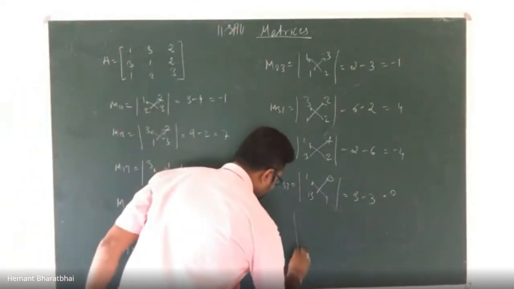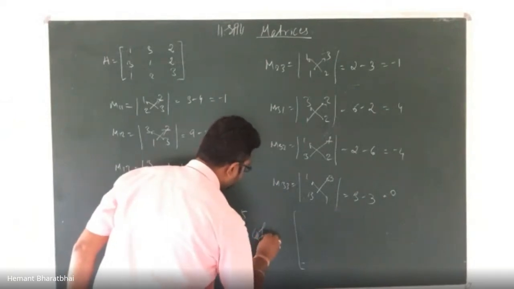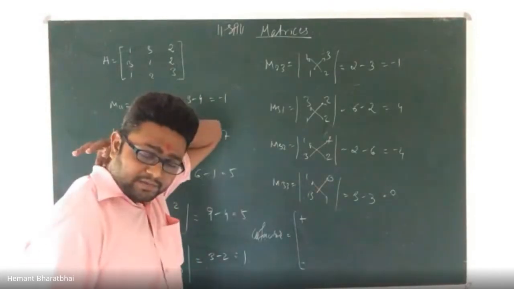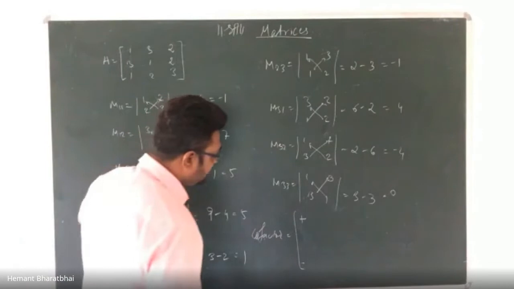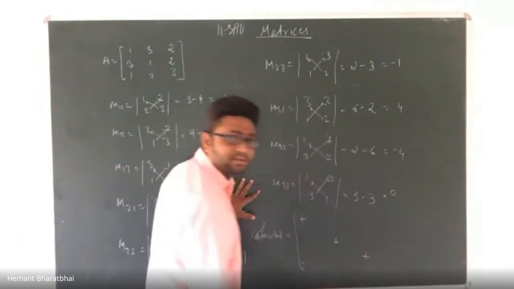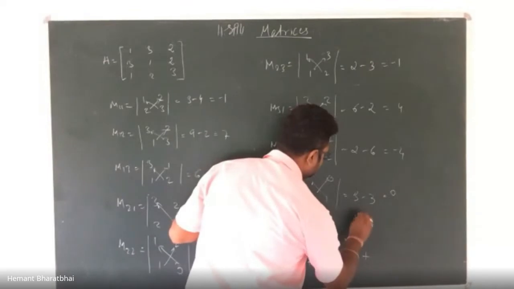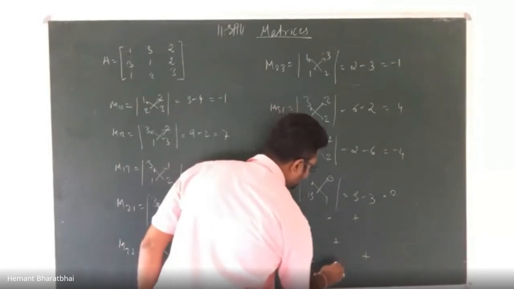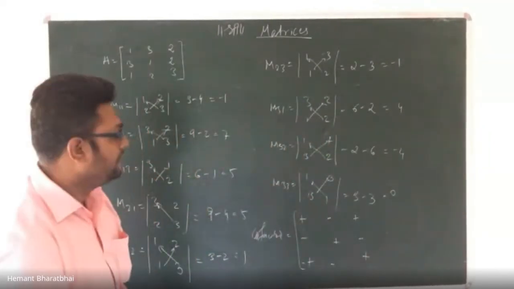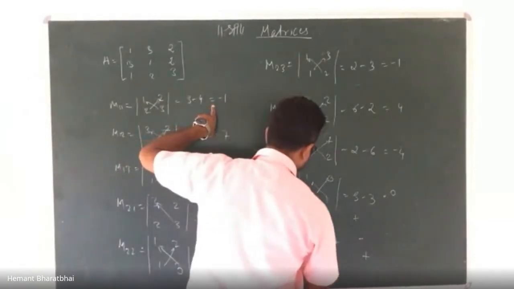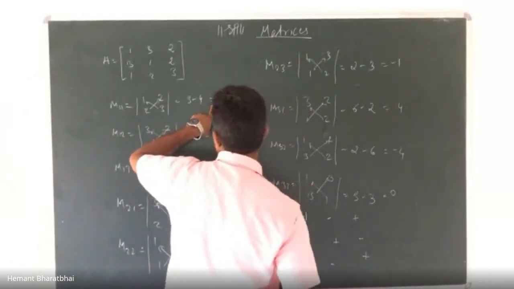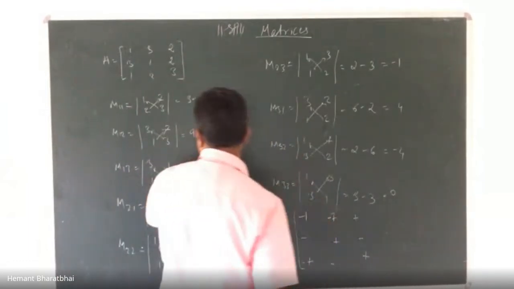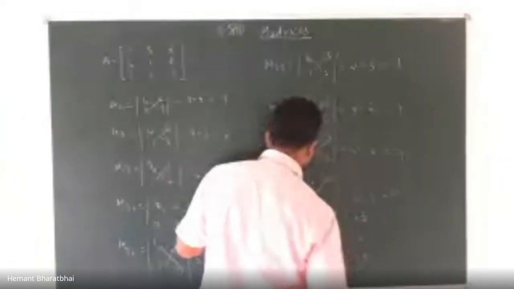So I'll write the minors with the sign conventions, which we will call a cofactor matrix. If you remember, I have said you first put all the positive signs in both the diagonals, principal diagonal as well as non-principal diagonal. And on the remaining places, you put negative signs. Now put the elements. M11 is minus 1, so plus minus is minus, so this will become minus 1. M12 is 7, so this will become minus 7. M13 is 5, so this will become 5.